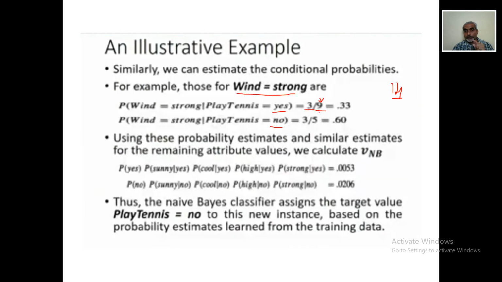So 3 divided by 9, you don't take it as 14, because we are looking for S, the target value S. So wind equal to strong with the target value S is equal to 3 divided by 9.